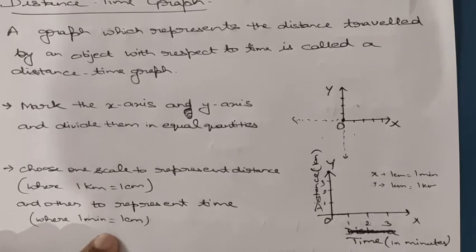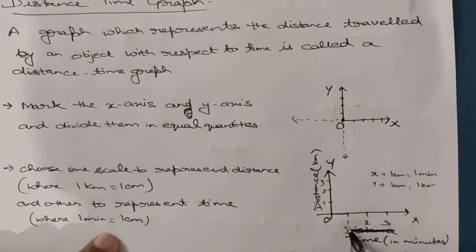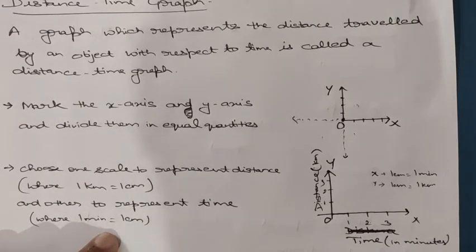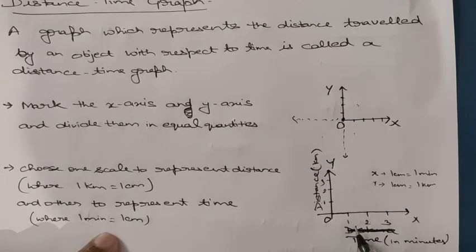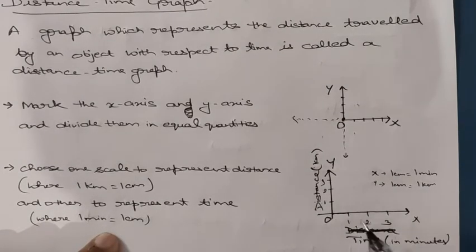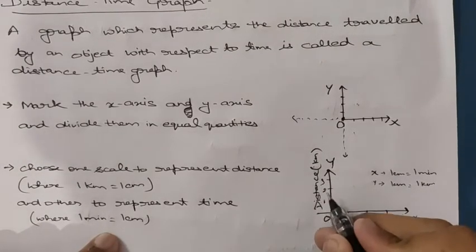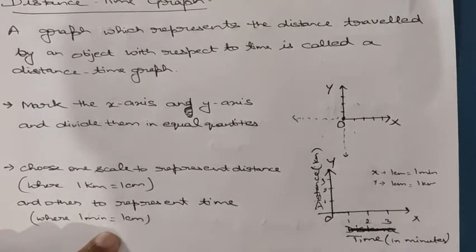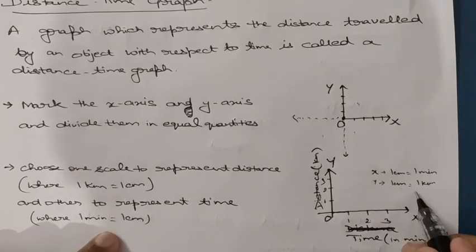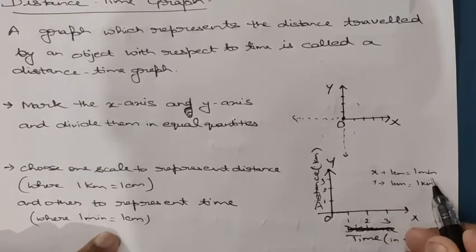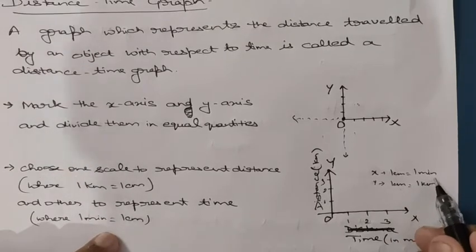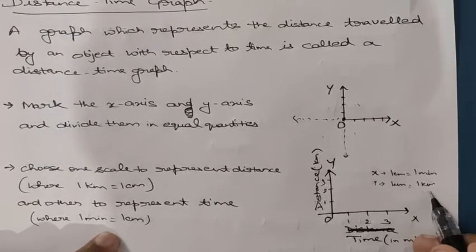It is not necessary that you always give the scale as 1. Sometimes when the data is more elaborate or large, you can also say 1 centimeter equal to 5 kilometers. For example, if the distance traveled is 25 kilometers, you can say 5, 10, 15. So you can say 1 centimeter equal to 5 kilometers also. It is not necessary that you always take the scale as 1 centimeter equal to 1 kilometer or 1 centimeter equal to 1 minute. And the unit can also be changed. It can be 1 second, it can be 1 meter.